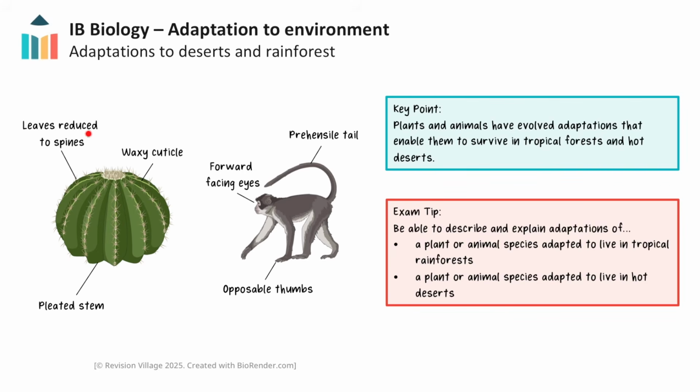Leaves reduce to spines, which minimize water loss through transpiration and also provide protection from herbivores. A thick waxy cuticle on the outer surface reduces evaporation. And a pleated stem allows the plant to expand and store large volumes of water after rare rainfalls. Together, these features enable cacti to thrive where few other plants can survive.